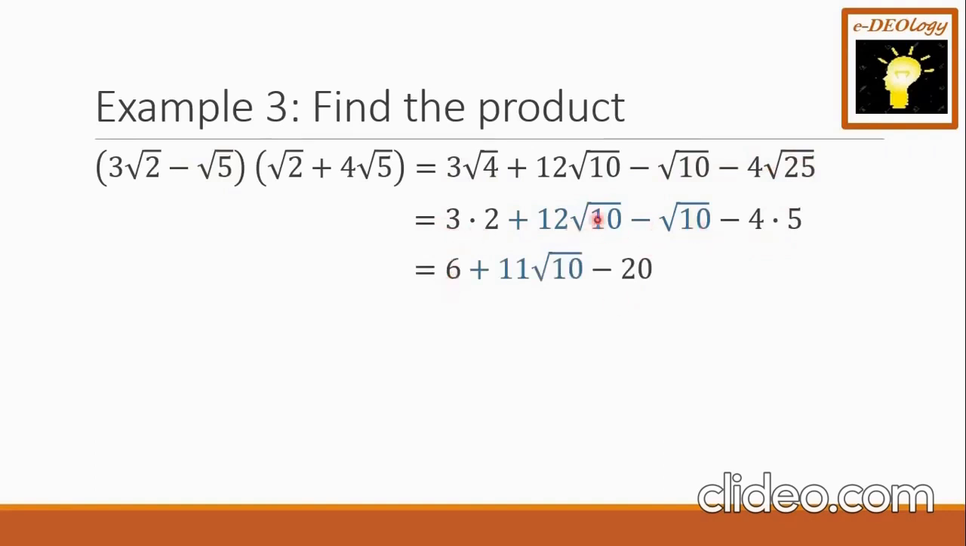Then for these two terms, they are like terms. They have the same radicals, same index, and also same radicand. So we can combine them. We will only combine the numerical coefficient. So this is positive 12 and this is negative 1. So it becomes positive 11. And then copy the same radical, square root of 10. Then minus the product of 4 times 5 is 20. And in here we can combine the 6 and the negative 20 to be negative 14. Then we will copy this radical down here, plus 11 square root of 10. So this is our final answer.